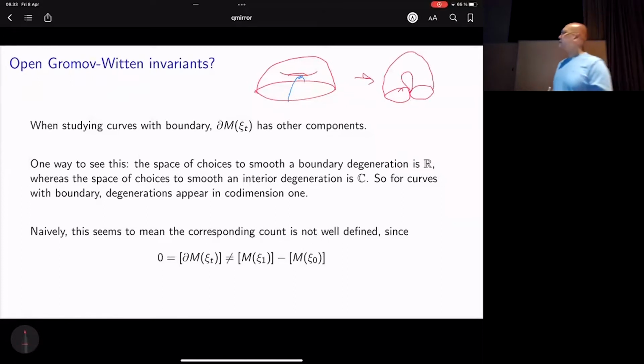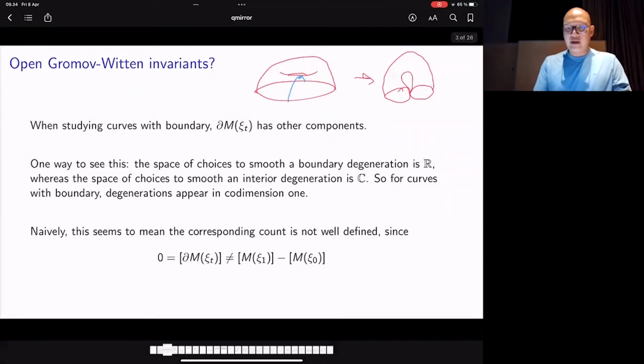And if this kind of thing happens, then your family just stops in moduli. You find the boundary. And that means that the boundary of a one-parameter moduli space has components at the beginning, components at the end, but also can have components in the middle, which means that your count of curves is not a priori well defined. Okay, so that's the basic problem with open Gromov-Witten theory or any kind of holomorphic curve with boundary counting.